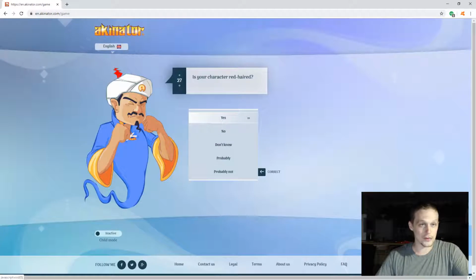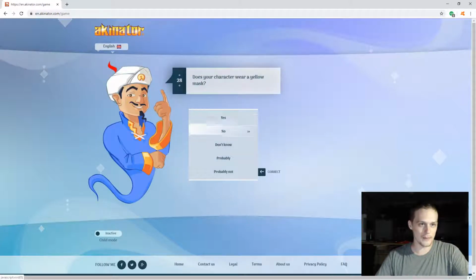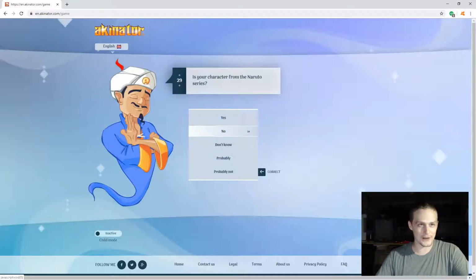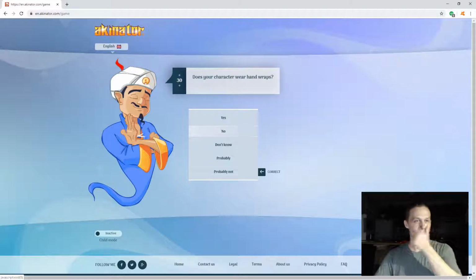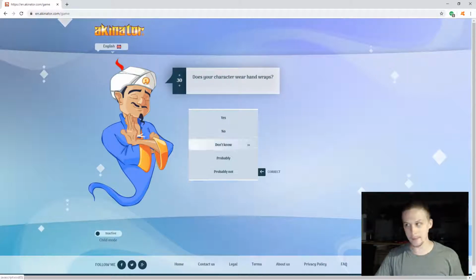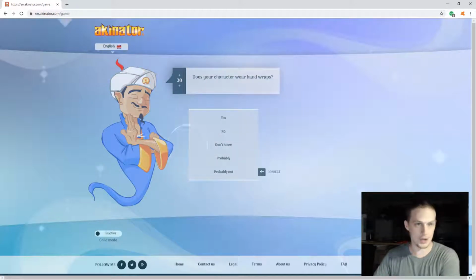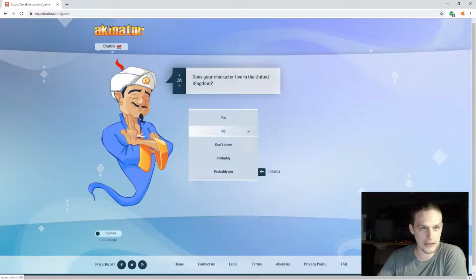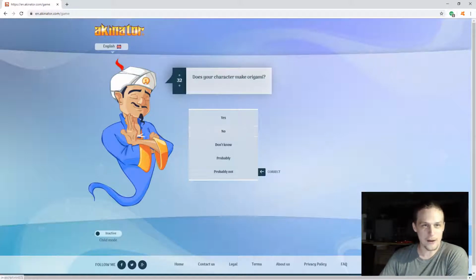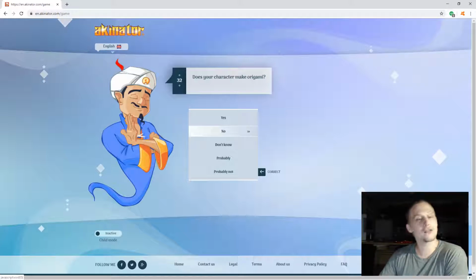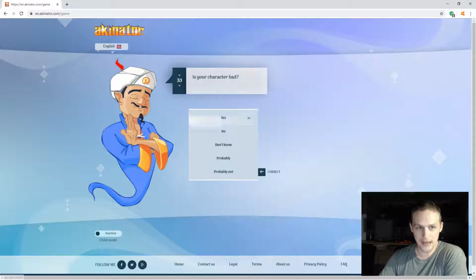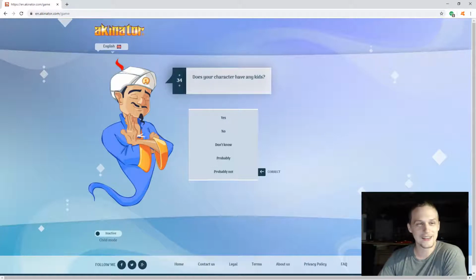Is your character red-haired? Yes. Does your character wear a yellow mask? No. Is your character from the Naruto series? No. Does your character wear head wraps? No. It's all exposed. So does your character live in the United Kingdom? It's in a kingdom, it's not the United Kingdom. Does your character make origami? I don't know what she does in her pastime because she's not a very likable character. Is your character bad? Yes, definitely. Maybe she's indefinitely bad, but maybe I don't know. She's just bad.